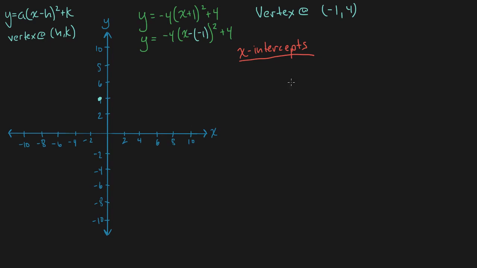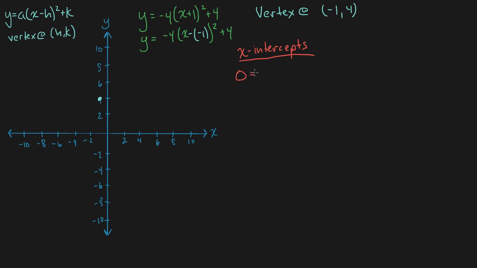Okay, so for our x-intercepts, remember, we just want to find out what values for x are going to make y equal to 0. So the x-axis is where y is equal to 0. So we're just going to rewrite our equation here, and we're going to substitute in 0 for y, so that we can figure out what values for x are going to make y equal to 0.